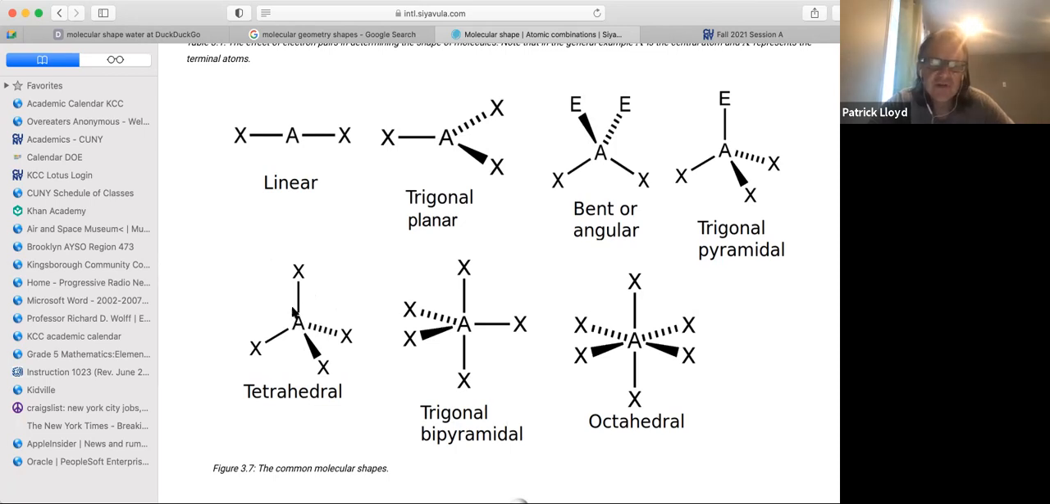So this is the tetrahedral. This is our AX4. What you get is a little puckered triangle down here at the bottom, and then a fourth one coming up like this. And this is called tetrahedral.